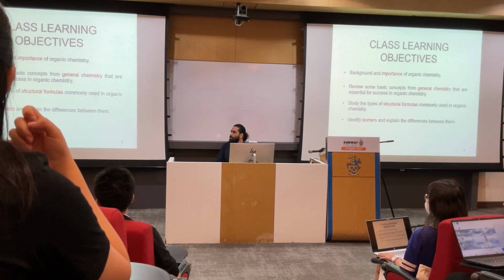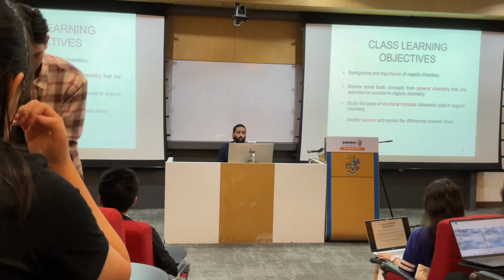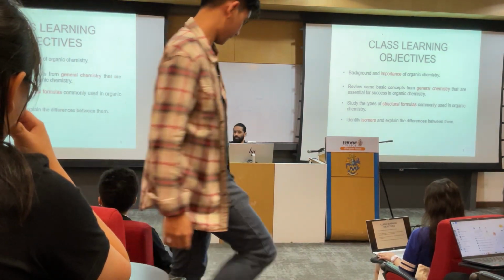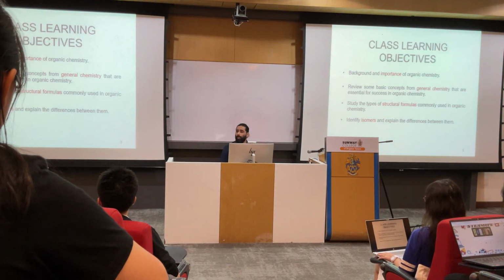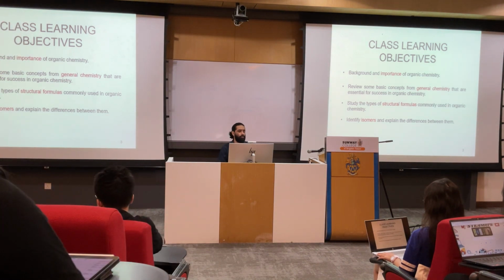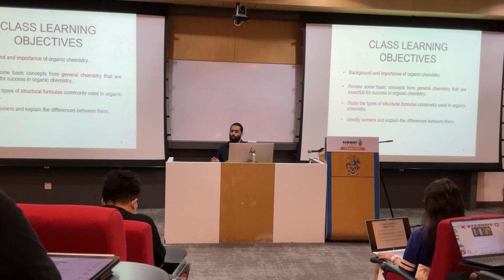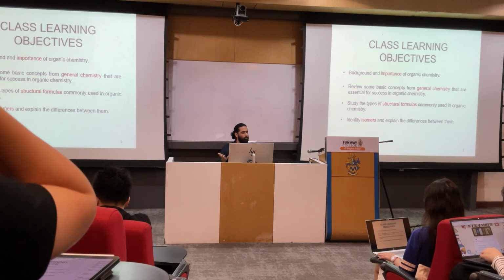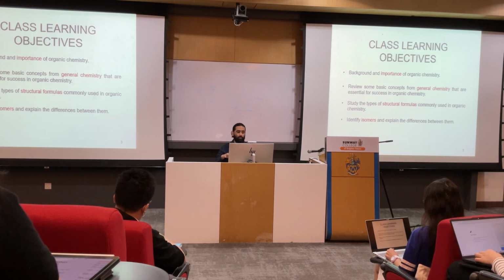So what will we do in this course? This is what we call our class learning objectives. We have about 3 main class learning objectives from this subject and module. First of all, we will try to introduce you to some background and importance of organic chemistry or basic biochemistry. We will review some basic concepts from general chemistry today that are essential for success in organic chemistry.